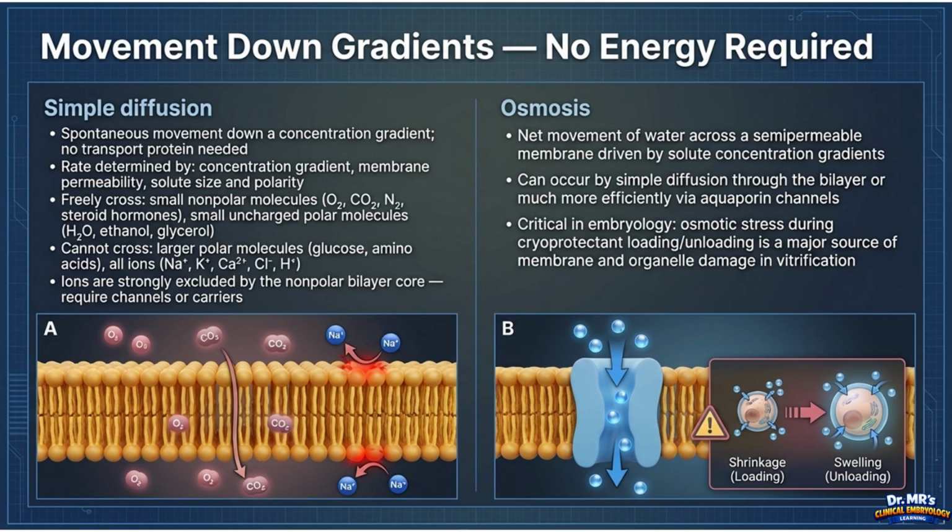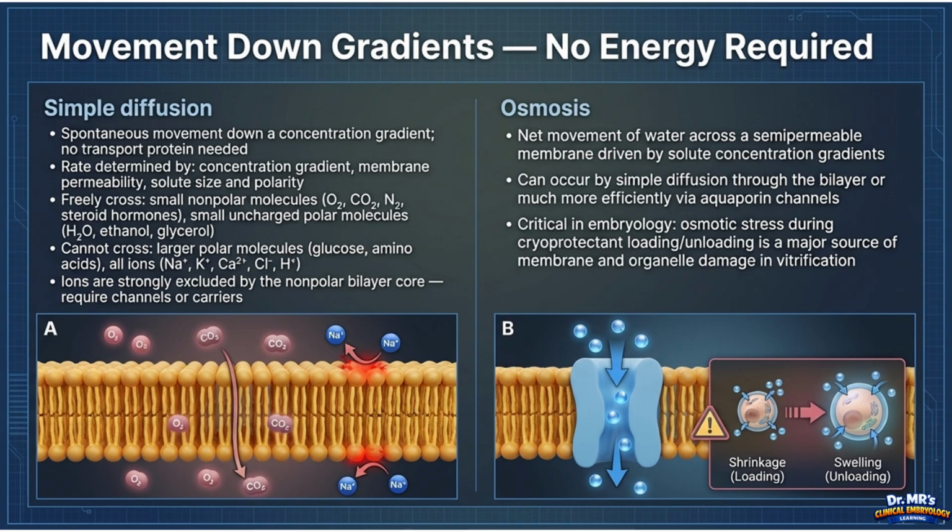Why does this matter clinically? Because osmotic stress during cryoprotectant loading and unloading is one of the most significant sources of damage in oocyte and embryo vitrification. When a cryoprotectant solution is added to cells, the cells initially lose water rapidly due to the high external osmolarity, shrinking dramatically. Then, as the cryoprotectant slowly permeates the membrane, water re-enters and volume recovers. On warming and dilution, the process reverses.